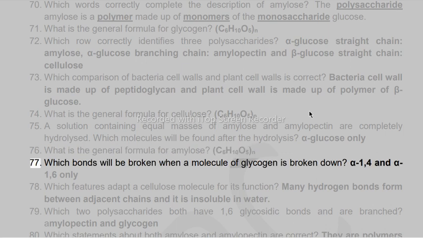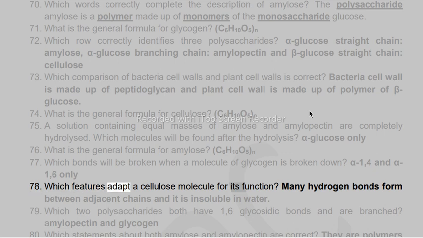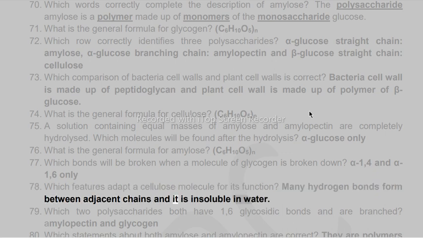(C6H10O5)n. 77. Which bonds will be broken when a molecule of glycogen is broken down? Alpha-1,4 and alpha-1,6 only. 78. Which features adapt a cellulose molecule for its function? Many hydrogen bonds form between adjacent chains and it is insoluble in water.